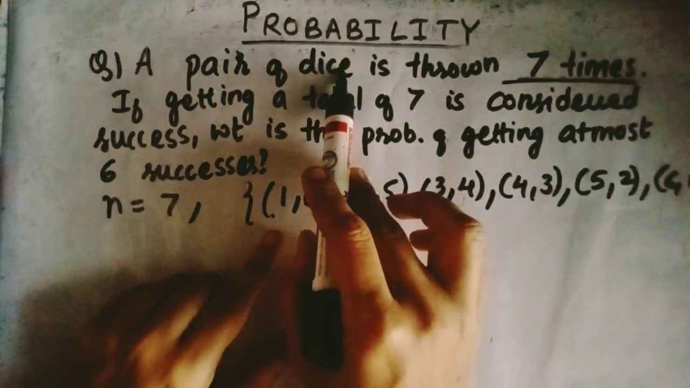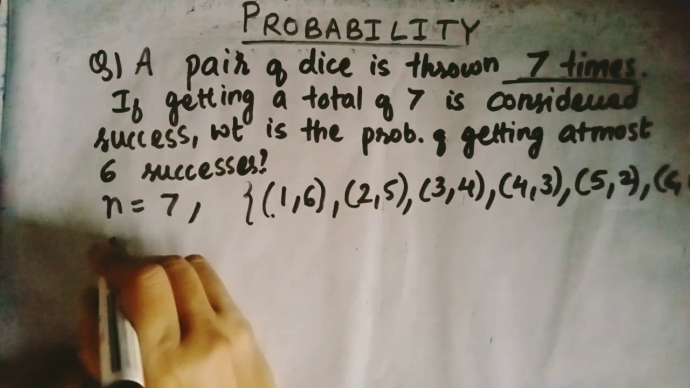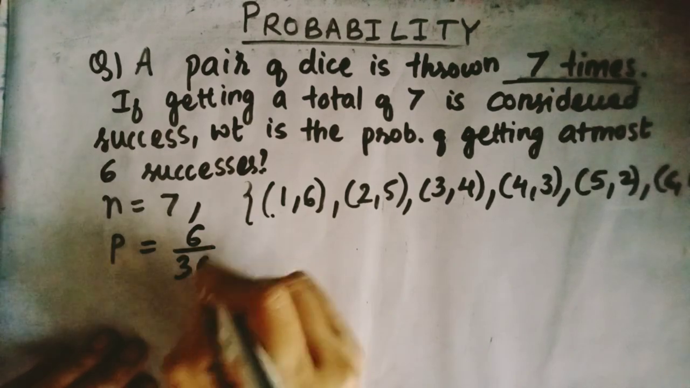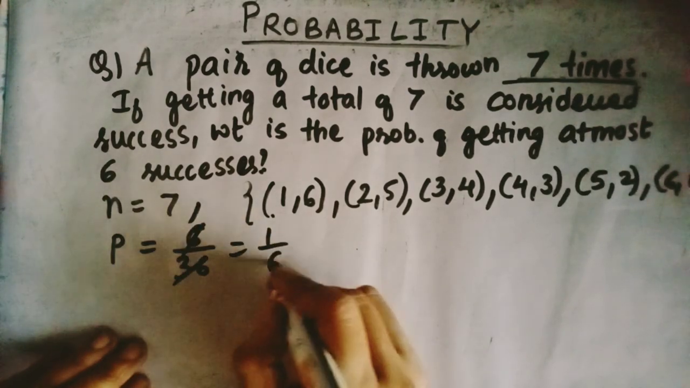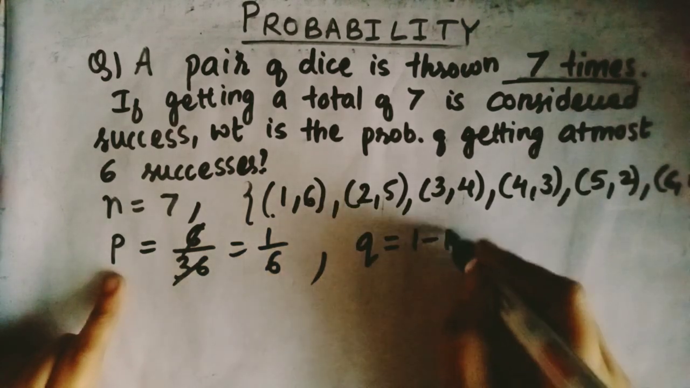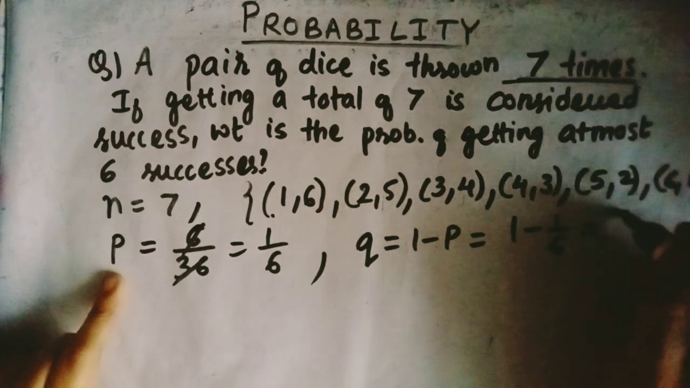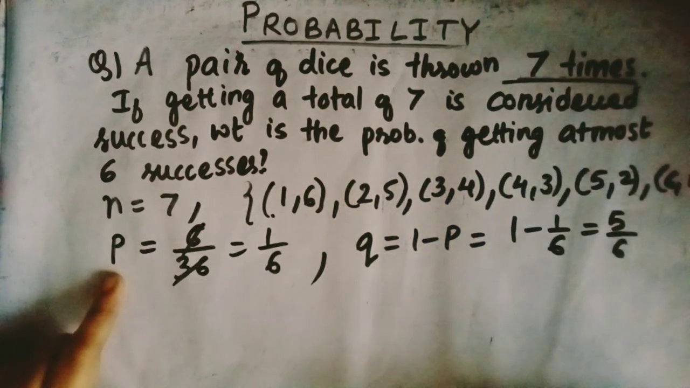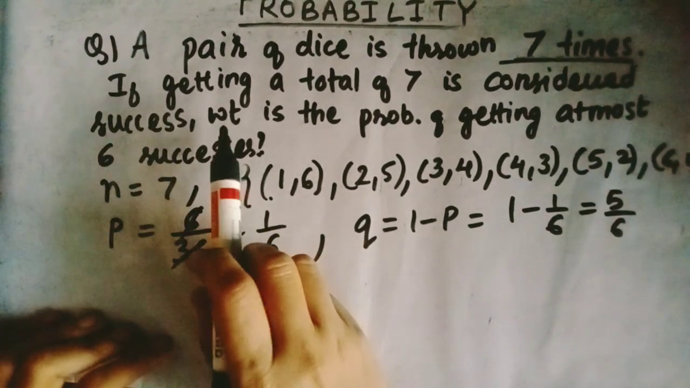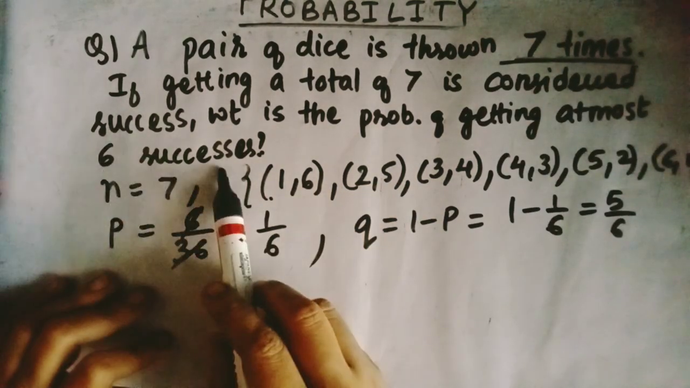Now 2 dice are rolled, so total number of outcomes will be 36. So your probability of success is 6 upon 36, which is 1 by 6. And probability of failure is 1 minus p, which is 1 minus 1 by 6, which is 5 by 6. Now you have to calculate the probability of getting at the most 6 successes.